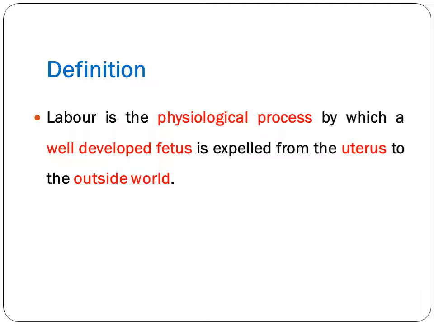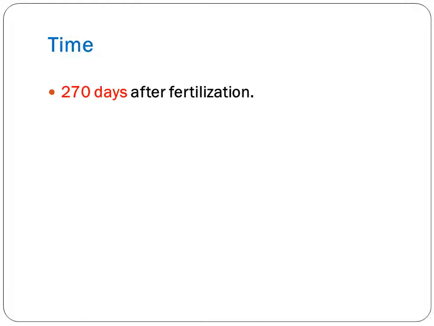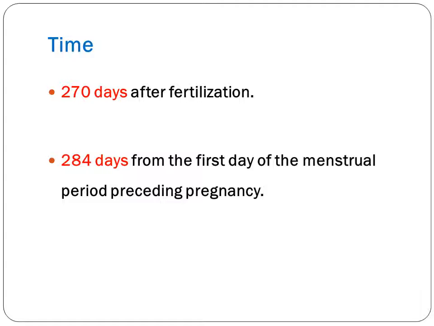Labor is the physiological process by which a well-developed fetus is expelled from the uterus to the outside world. When does labor occur? Labor occurs usually 270 days after fertilization or 284 days from the first day of the menstrual period preceding pregnancy.